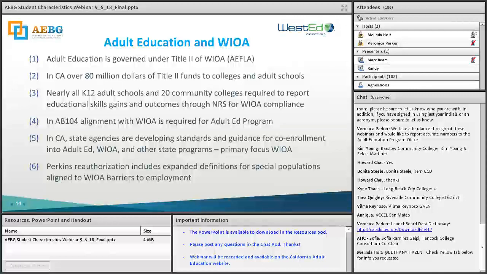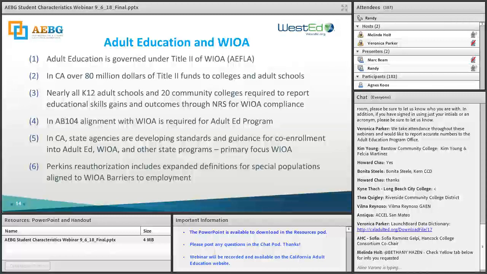Nearly all K-12 adult schools and 20 or so, I believe, community colleges receive WIOA Title II funding and are required to report educational skills gains and outcomes through the National Reporting System for WIOA compliance. That includes the special populations reporting, which is why we focus so much on the alignment with WIOA, to be sure that people are able to capture data one time to report to all the various places they need to.